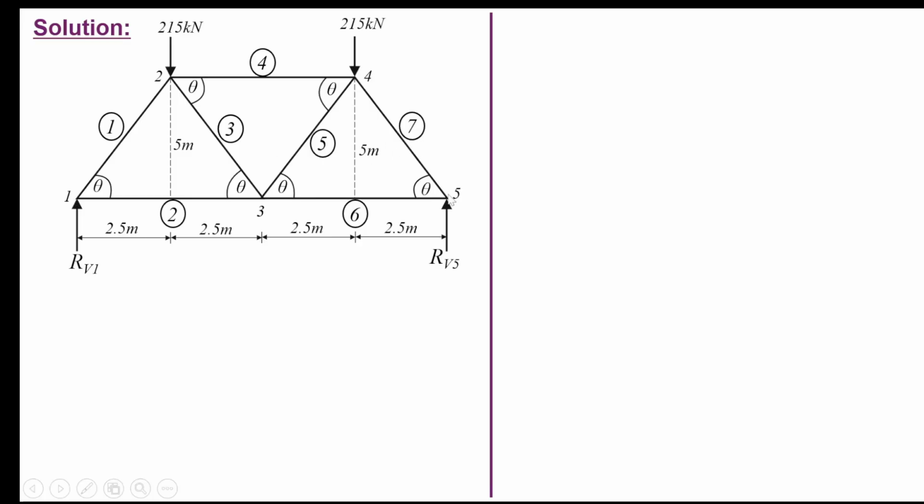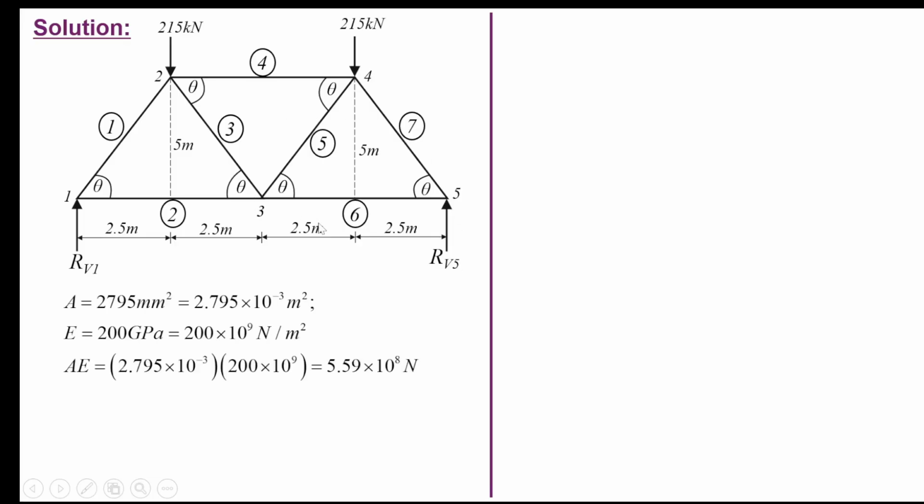Then at node 5, this is the reaction at support 5. With that roller, we'll have a vertical reaction, which we call RV5. The dimensions are still the same, so we can start the analysis.